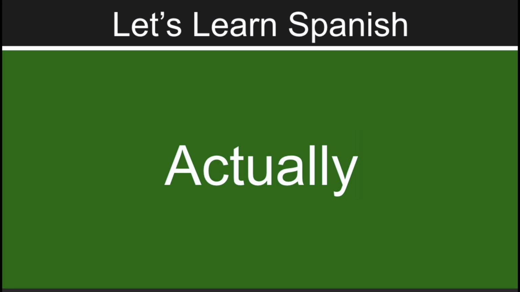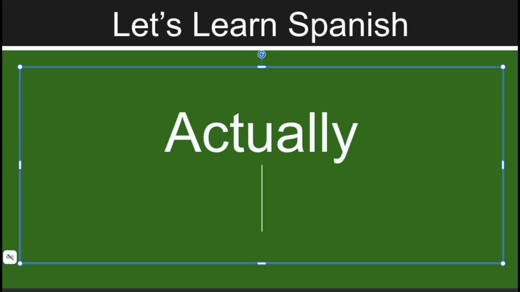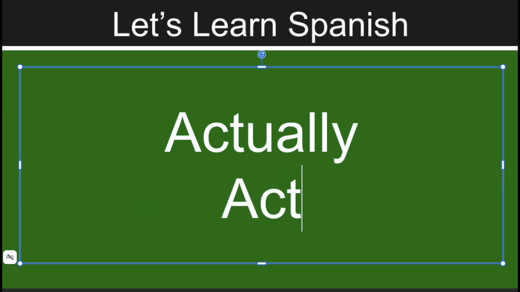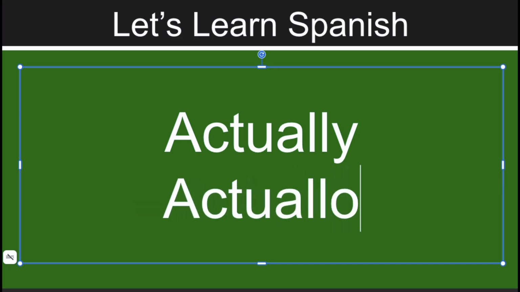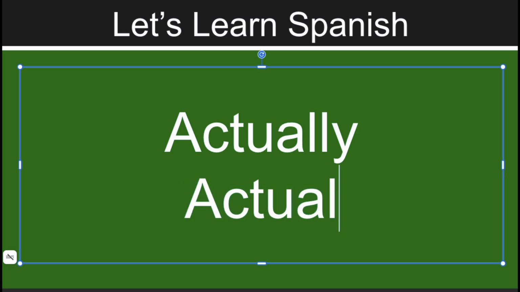Okay. So I think it's very important to see how the confusions can be, because as an English speaker, you think that car is carro. So if you just add an O and say el actualo, then it means actually. But no, it's not, all right? So it's good to know what it's not, okay? But if you say actual, all right?